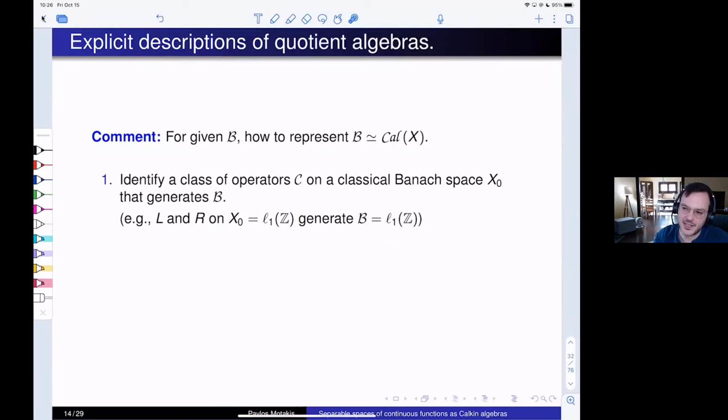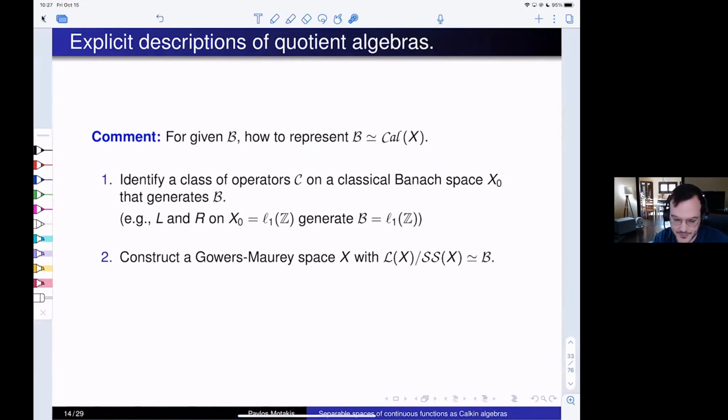Of course, I'm not saying that this is possible for any B. So this is like a general idea of how things should work. This is the first step. Take your Banach algebra and describe it as a space of operators, not necessarily on a Hilbert space, on some classical space that you understand, something with a basis preferably. You want to understand how it works on the basis.